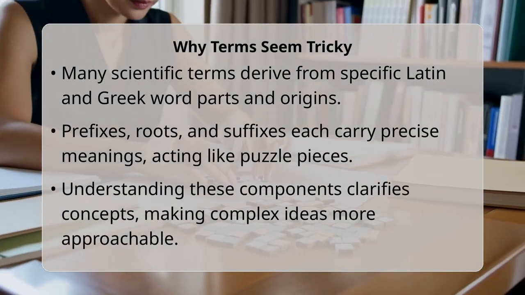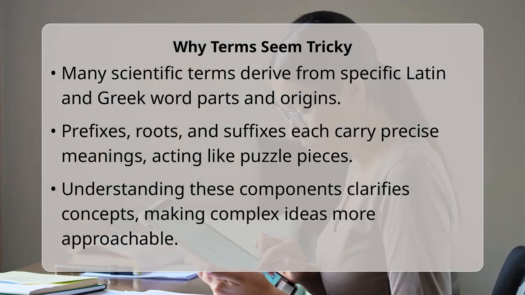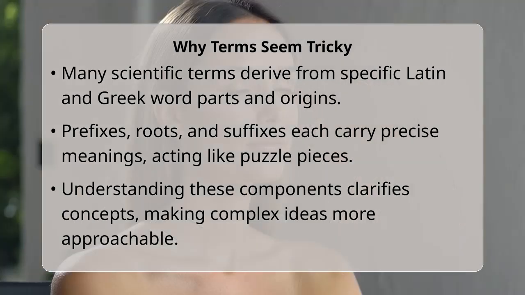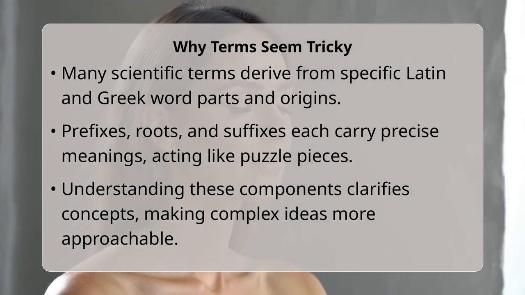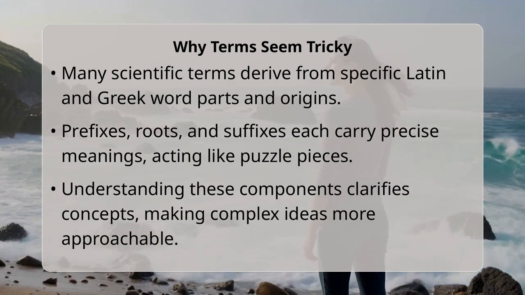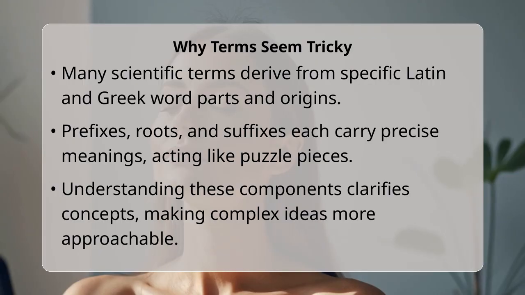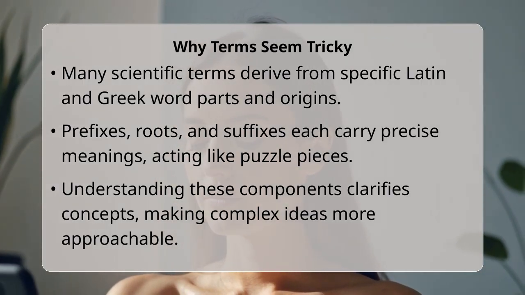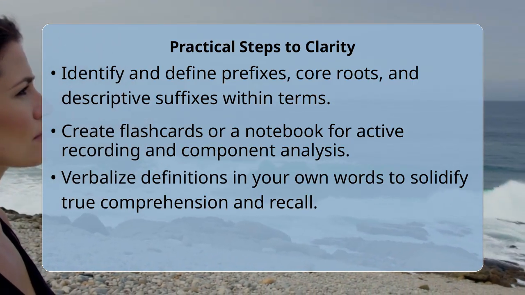A great practical step is to create personal flashcards or a dedicated science vocabulary notebook. On these, record new terms, break them into their parts, and write down the meaning of each component. This active process of writing and analyzing helps cement the information in your memory. Then, practice explaining these terms in your own words, perhaps to a friend, a study partner, or even just to yourself out loud. This verbalization solidifies your understanding.